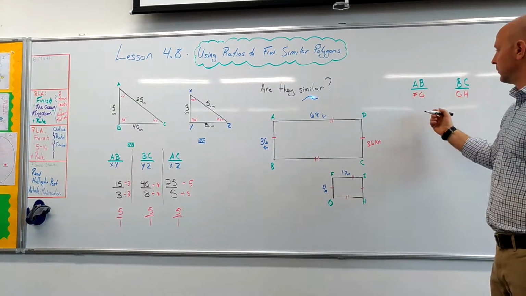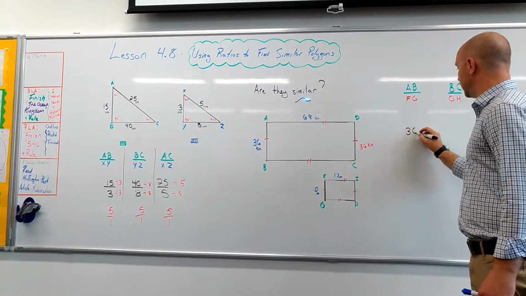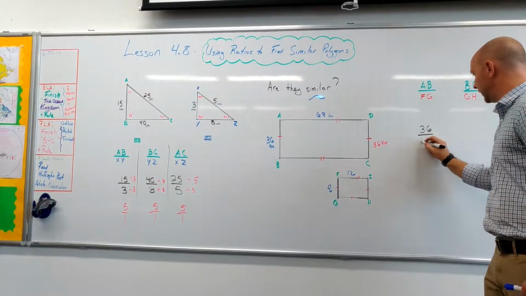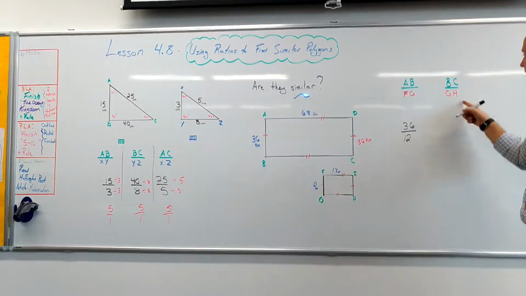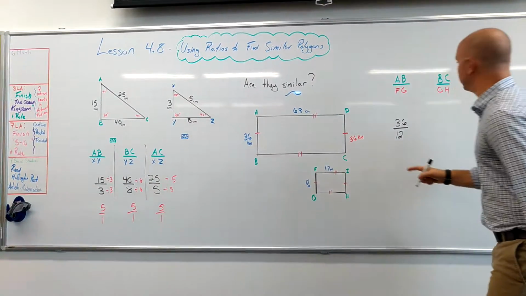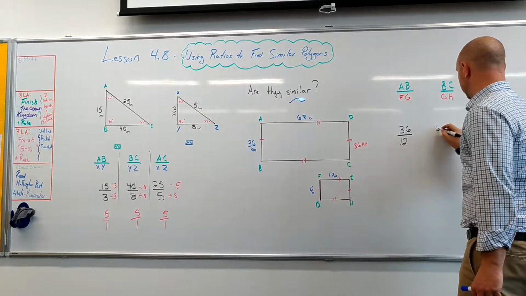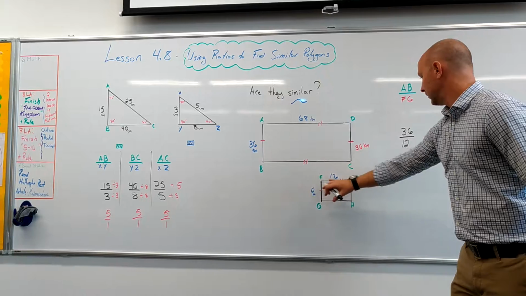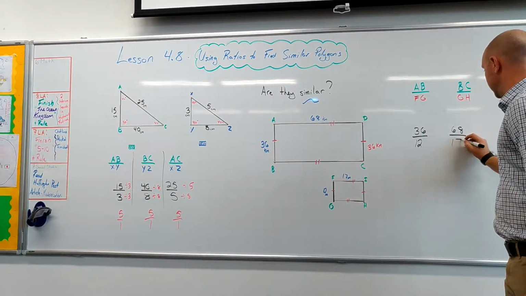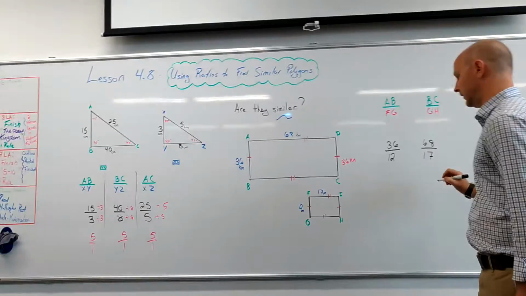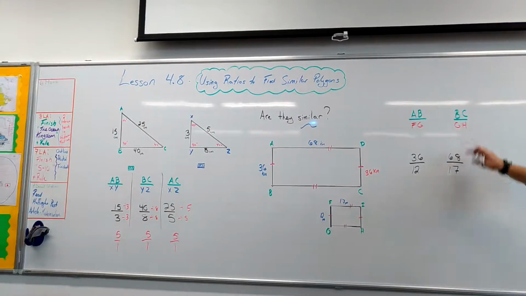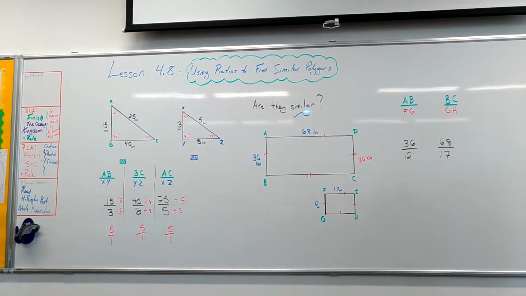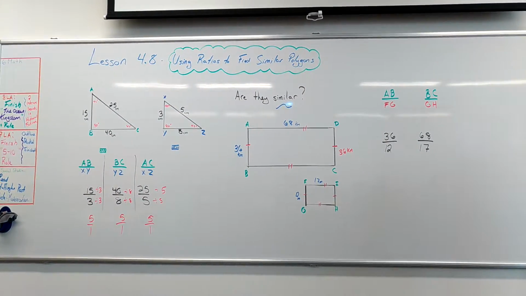The real number for AB is 36, and the real number for FG that I've indicated over here is 12. On the other side, the real number for BC is 68, and the other number over here for FI is 17. Is that right? Yeah, GH, but it's the same as FI. It would be the exact same length over here.